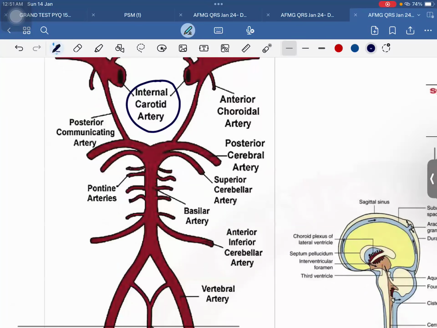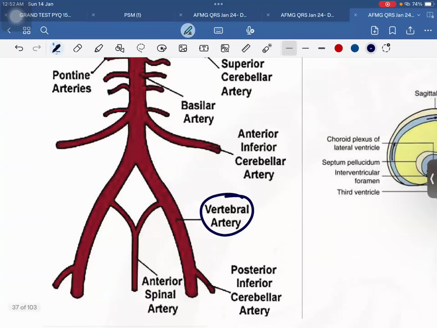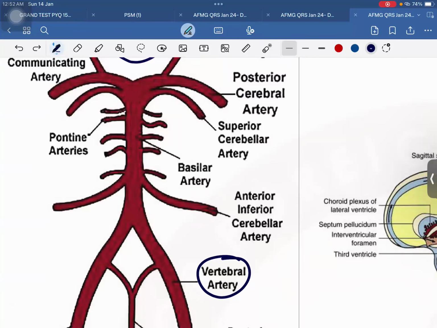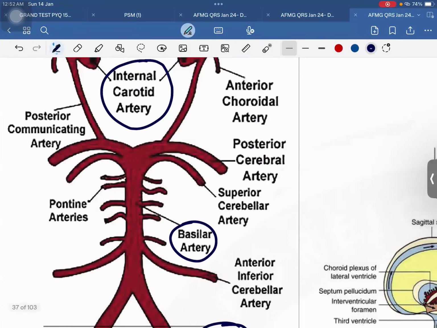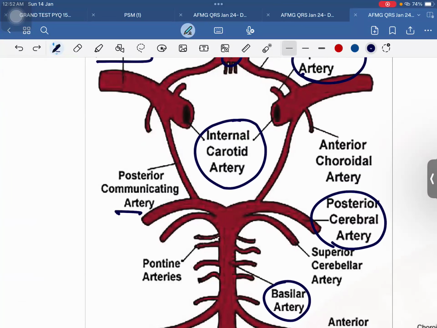Next important, beta, here you are able to see the two vertebral arteries. These two vertebral arteries are going to combine to form a single basilar artery, and this basilar artery will again divide to form the two posterior cerebral arteries. These posterior cerebral arteries are connected to the internal carotid artery with the help of the posterior communicating arteries.